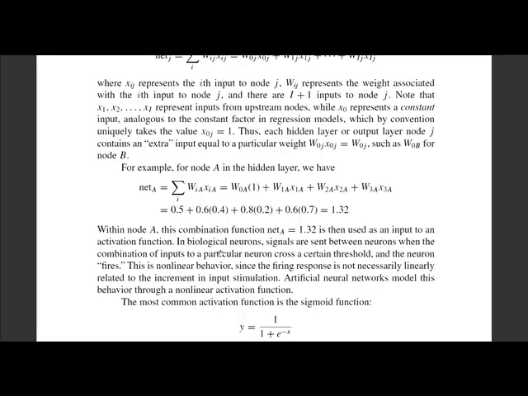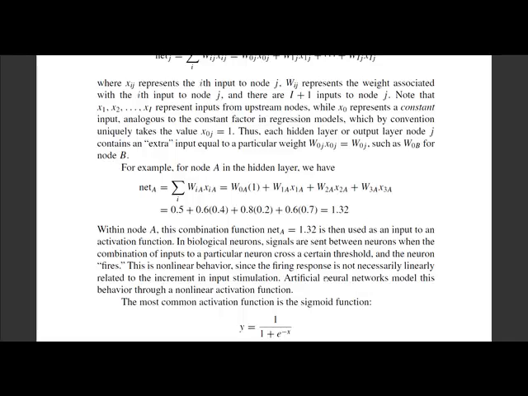Let's read that again. In biological neurons, signals are sent between neurons when the combination of inputs to a particular neuron crosses a certain threshold. So if it doesn't cross the threshold, it won't even fire, and then the neuron fires. And also, this is nonlinear behavior. Once it reaches the threshold, the output is not even linearly related to the input, even at that point.